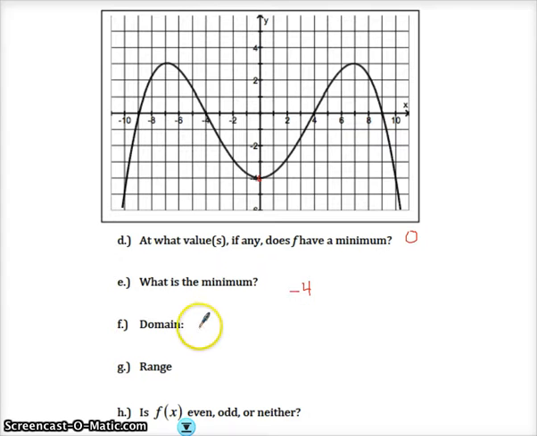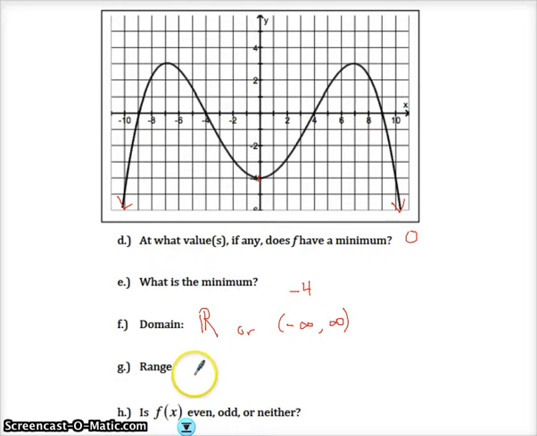Oh, domain. Domain of this whole thing? Well, it doesn't really have arrows here and here. We can kind of assume that it does. I don't have a hard point there, so I'm going to assume it goes on forever. So let's say the domain is all real numbers. If it wanted interval notation for that, I guess I might specify I want interval notation on this someday. Wink, wink.